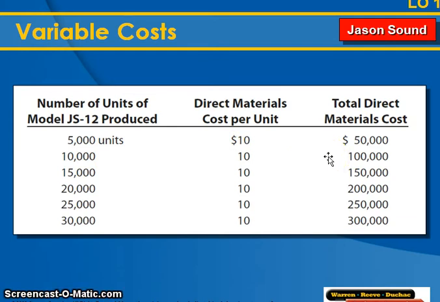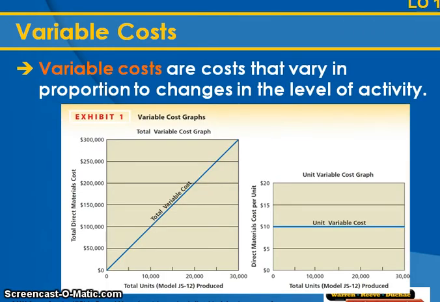So you can see here what's happening is as the level of activity changes, the amount of costs goes up proportionately. Now if you want to see that on a graph, here it is, this graph on the left. What's happening is as more stereos are being made, the costs are going up proportionally. So that's the idea with variable costs. Variable costs are costs that change in proportion to changes in the level of activity. So if you're producing more units, there are going to be more direct materials costs.